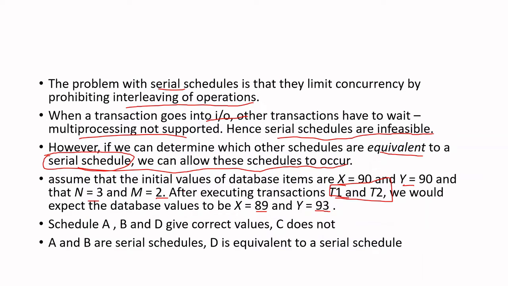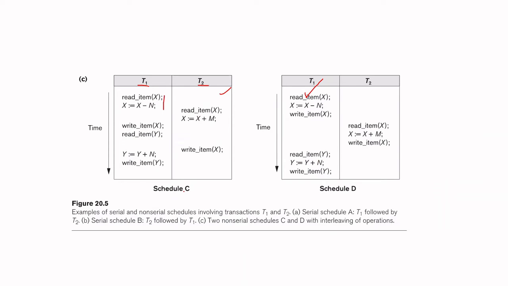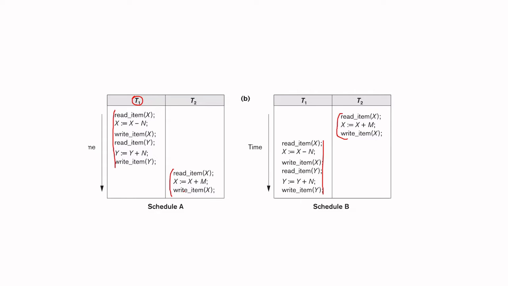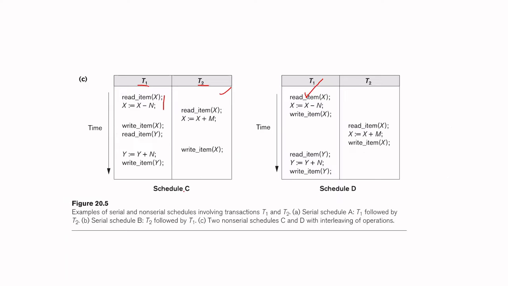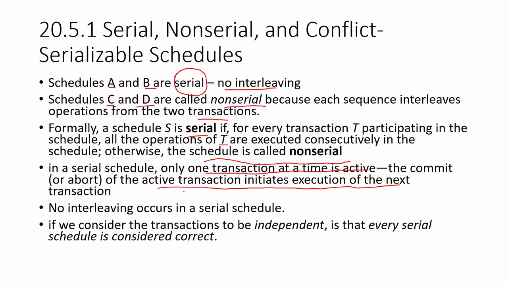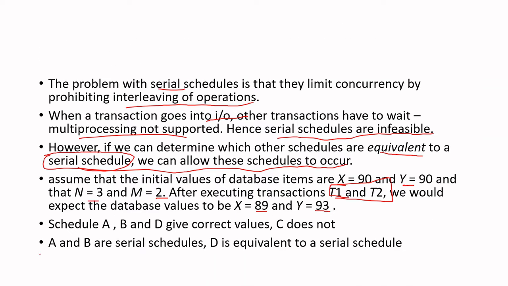Now, you can actually go and try to work out these examples for these schedules: schedule A, schedule B, as well as C and D. You can use these values to work out what the value comes to. Schedule A and B are serial schedules, and both of them will give you values of x equal to 89 and y equal to 93 at the end of the schedule. It is seen that D also will give you the correct values, but C does not.